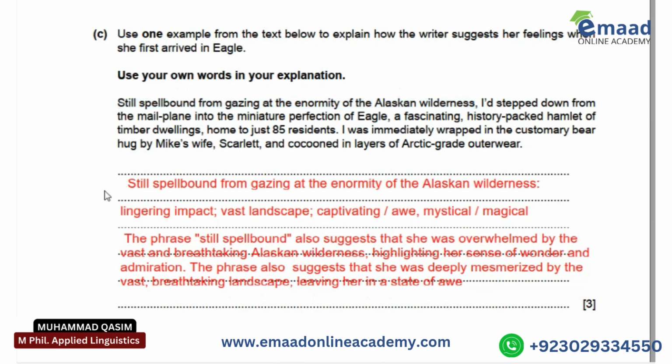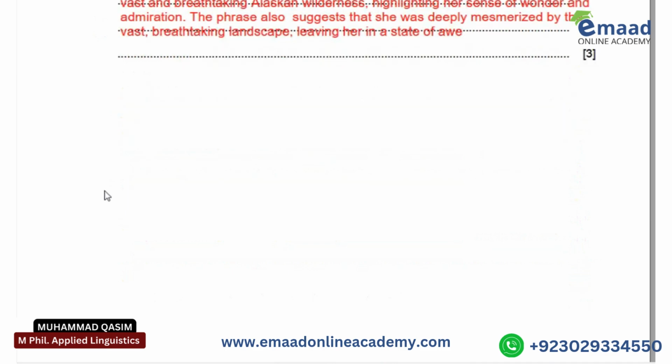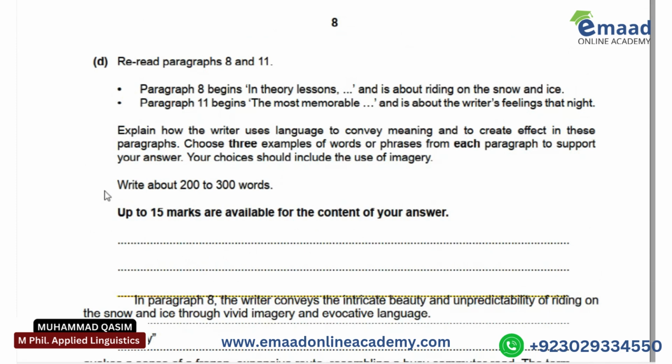So 10 marks completed. This question is clearly, according to writer's use of language, that type of question. Now we have 15 marks. As you know, this question 2, the last component of this, has a 15 marks long question and then a 10 marks short response question. So in total you have 25 marks for this question 2.